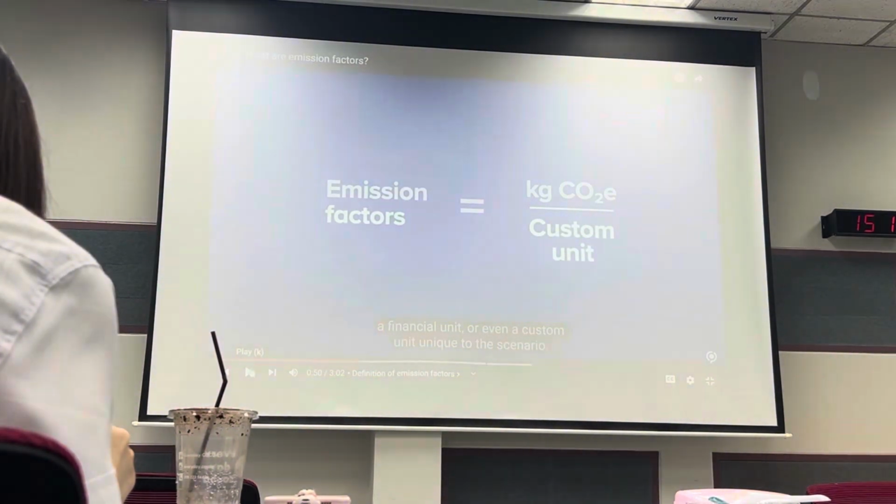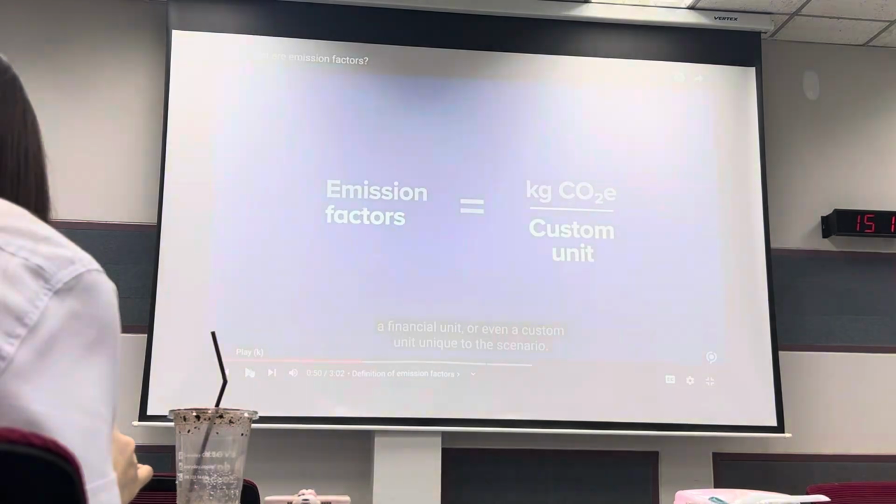So usually the denominator will be your functional unit. Once you decide what your functional unit is, the unit will be the one that they publish in the database. So it varies for different types of products or emissions.